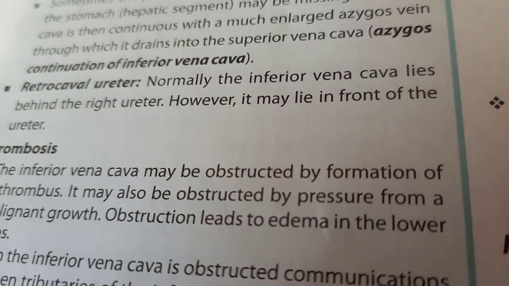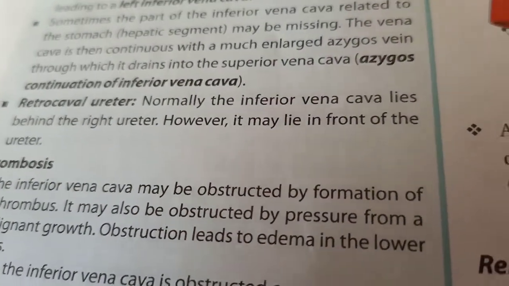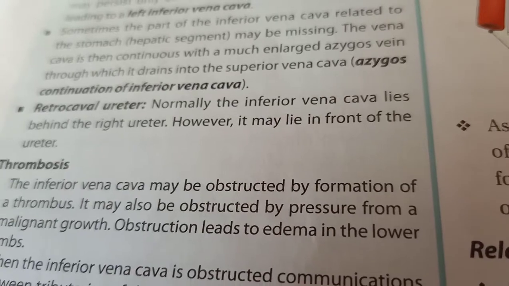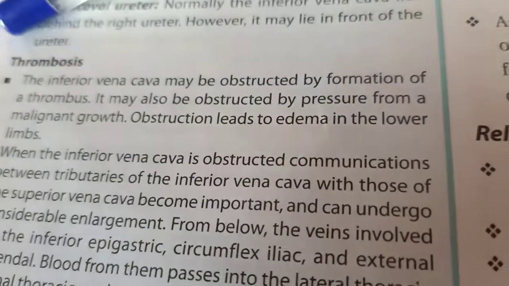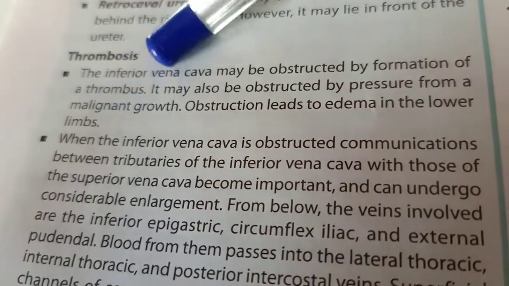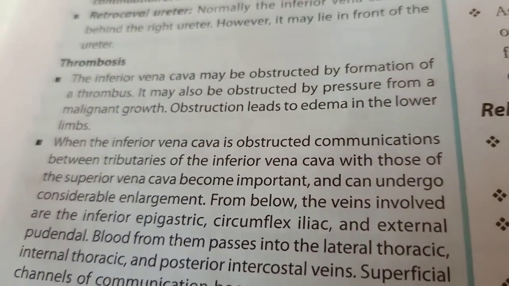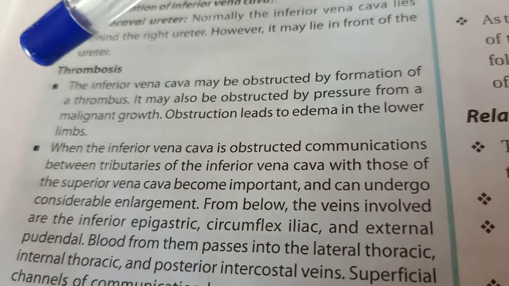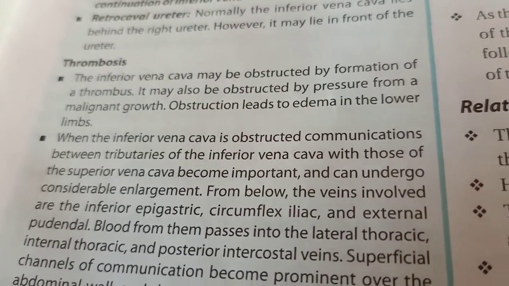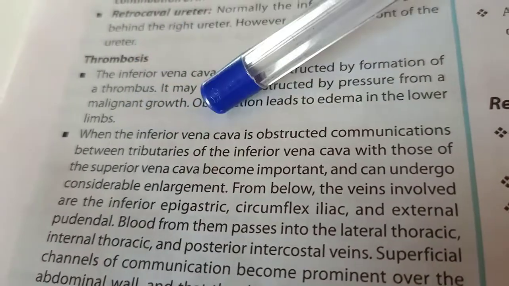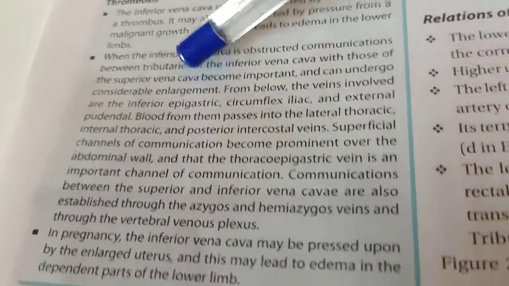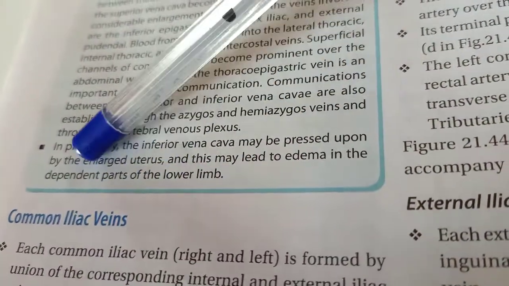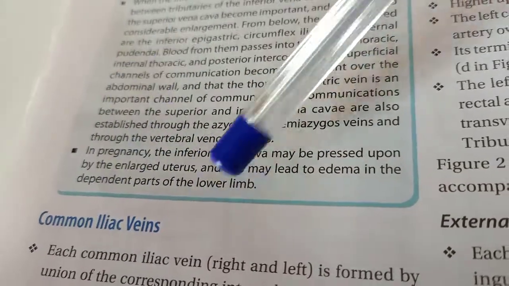Retrocaval ureter: normally the IVC lies behind the right ureter, but here it is lying in front of the right ureter. Last clinical application: as a vein, it can lead to thrombosis of the IVC. There is formation of a thrombus, and malignant growth can lead to obstruction and pressure on the IVC. So there is edema of the lower limb on the dependent part, in the lower part.